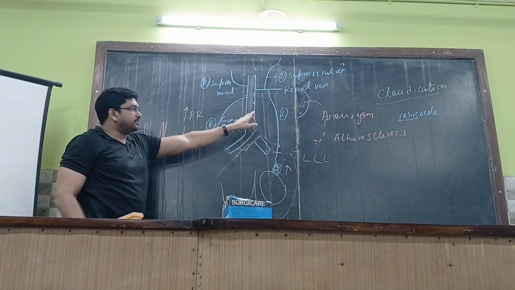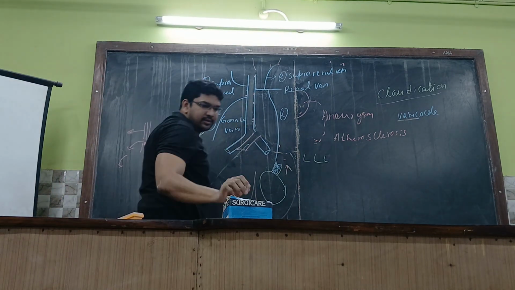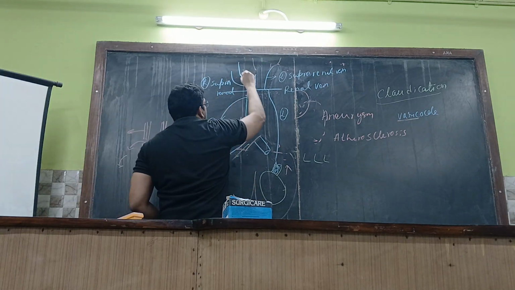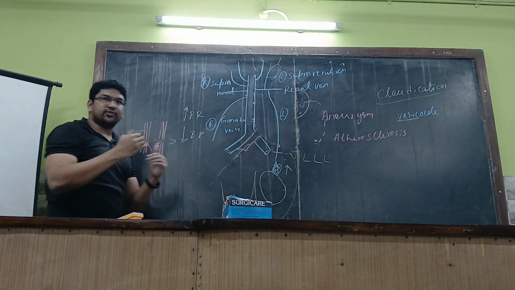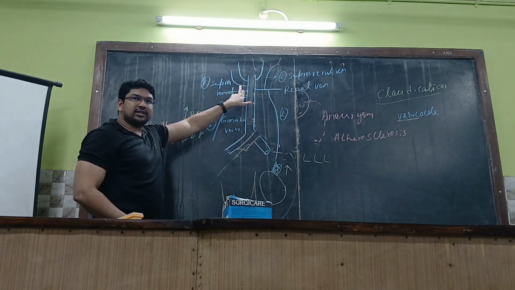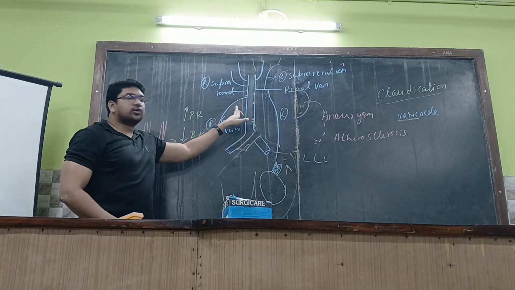Got it, everybody? Okay. And then right renal vein will be as usual. And then the uppermost veins will be phrenic veins, inferior phrenic veins. So these are the tributaries: inferior phrenic veins, then followed by the suprarenal vein, then followed by the renal vein, then followed by the gonadal veins over here.